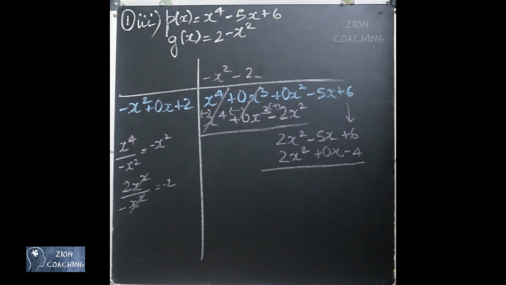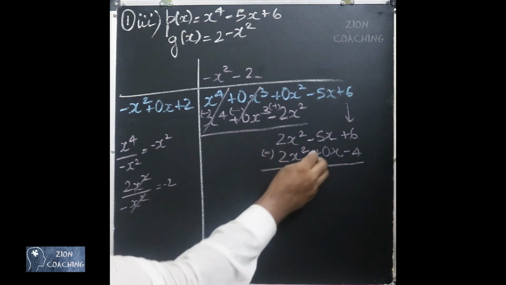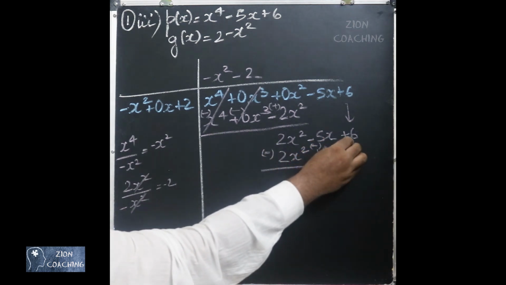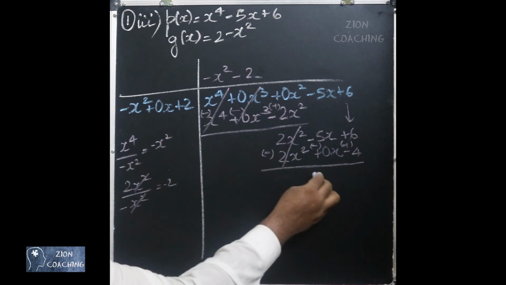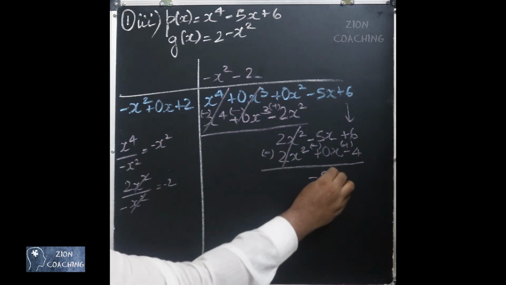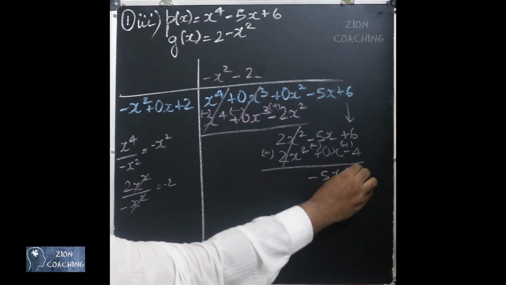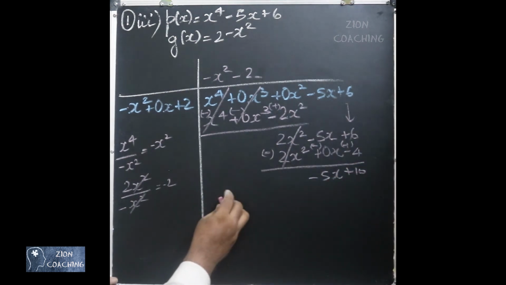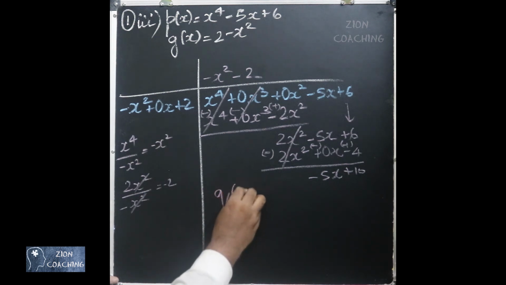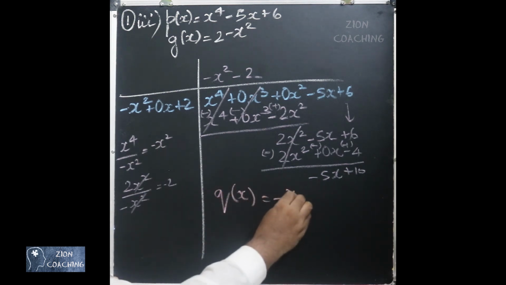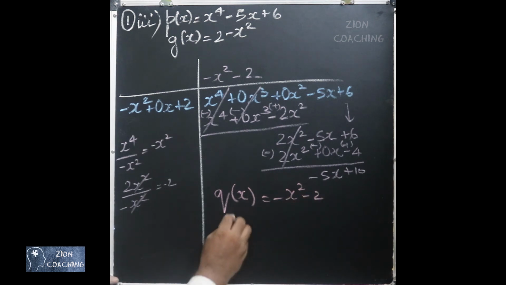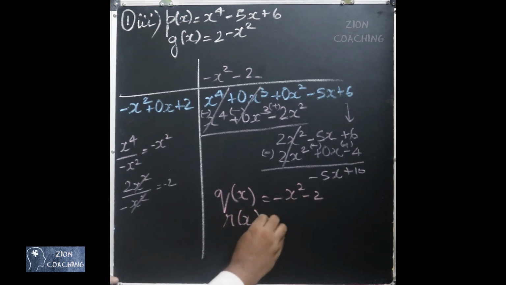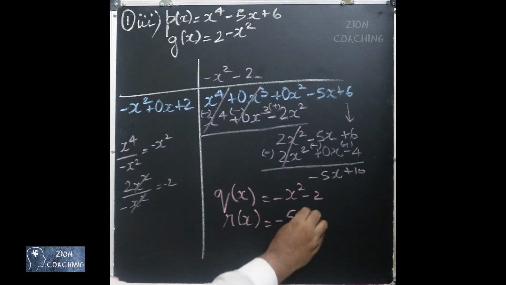Now when you are subtracting, you have to change the symbol. This will become minus, this will become minus, this will become plus, this will get cancelled. So you will have minus 5x plus 10. Now we have found the quotient and the remainder. Quotient is minus x squared minus 2. Remainder is minus 5x plus 10.